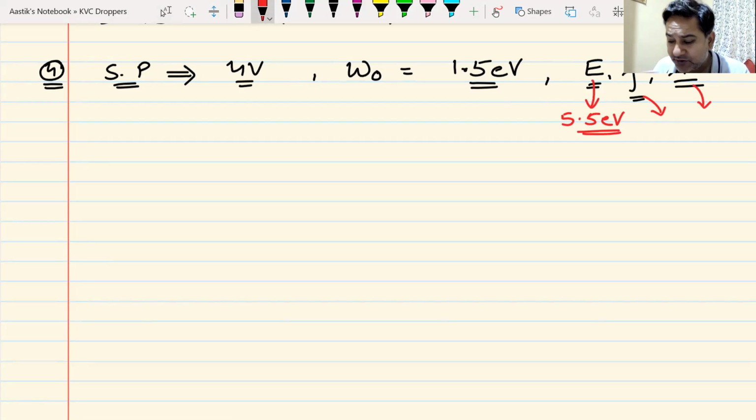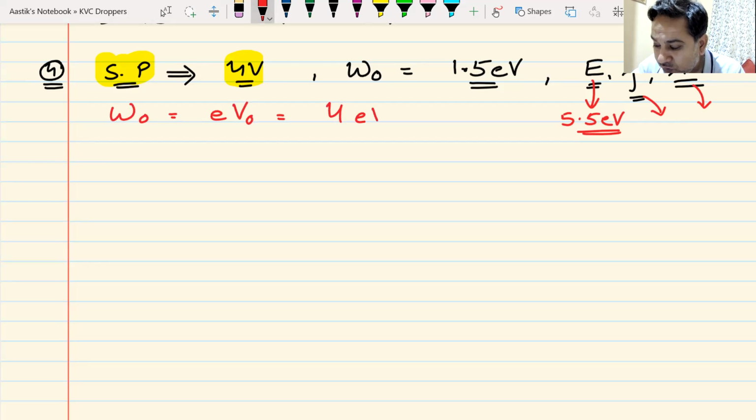What I meant to say was, I wanted to make a point here that stopping potential is always given in volts. Now, how do you convert this volt into electron volt? You just write an e and it becomes an electron volt. So basically your stopping potential is 4 V, and the stopping potential is related to your work function. Your work function becomes e times V naught. So you just multiply e with 4 V, so it becomes 4 electron volt. This is the point that I had to make, and that is why I had given this question. Do we understand this?